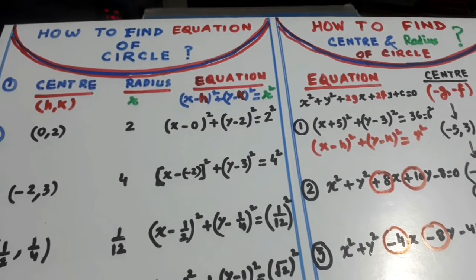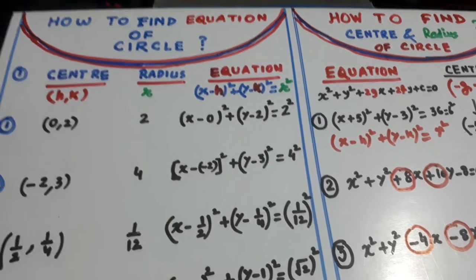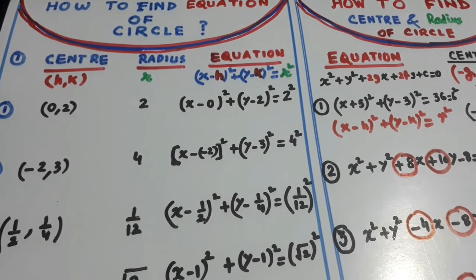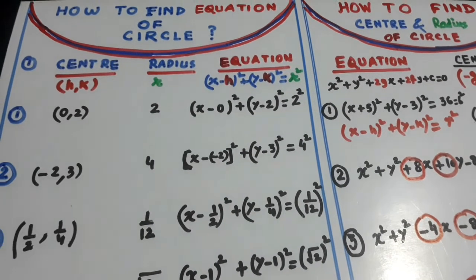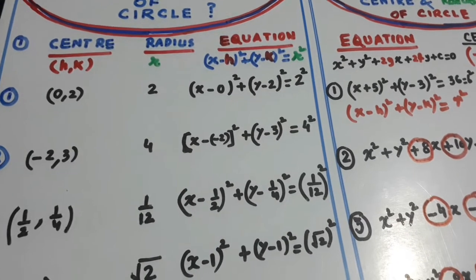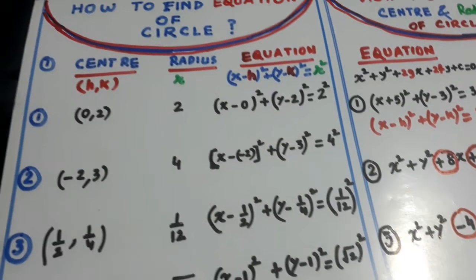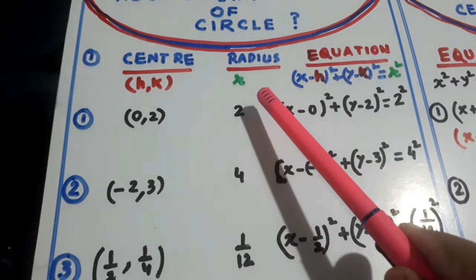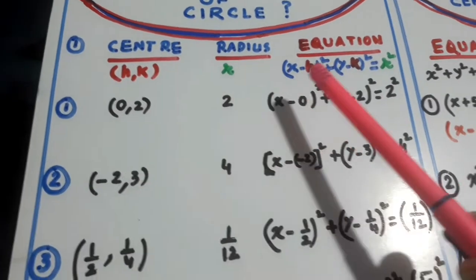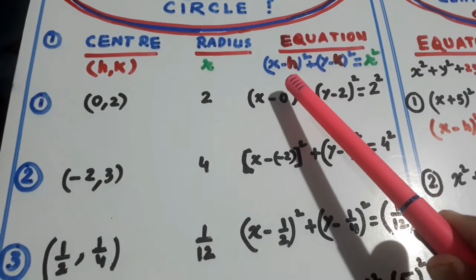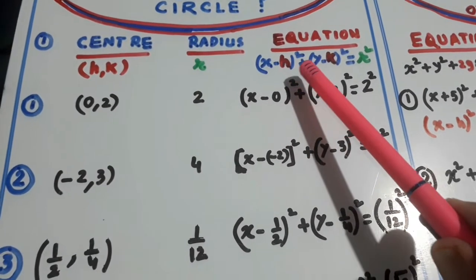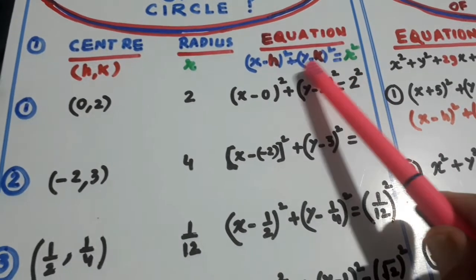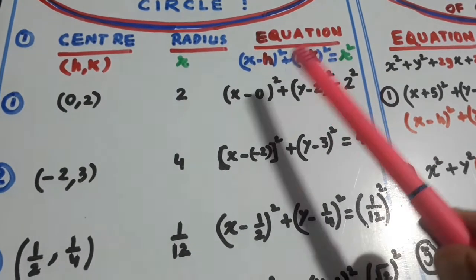Hello friends, I have come up with my notes on how to find the equation of a circle. Center and radius are given. Now look here, (h, k) is the center and r is the radius. And the equation is (x minus h) square plus (y minus k) square is equal to r square. This is the central form which we have already discussed.